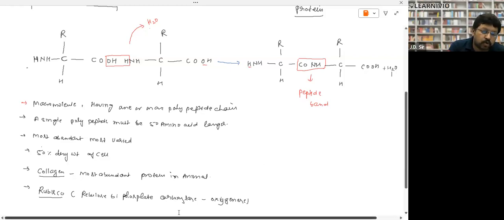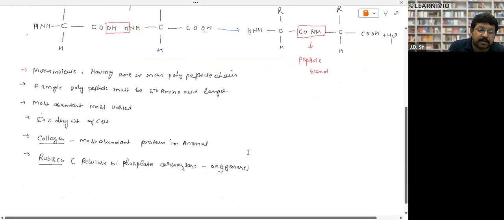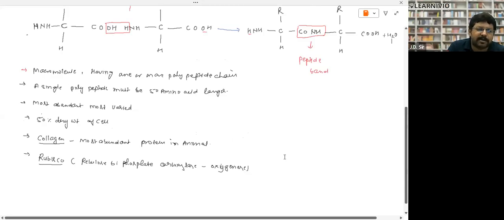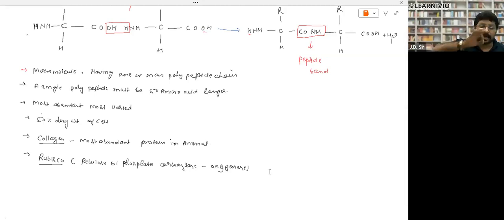Fine. So collagen is the most abundant protein in animals. The most abundant protein found in animals is collagen. Rubisco: this question I have found a number of times in medical examinations. Rubisco is actually ribulose bisphosphate carboxylase oxygenase. This is the most abundant enzyme or protein found on the earth. This is a plant enzyme, right? Rubisco is the most abundant protein and most abundant enzyme found on the earth, right? So these were some facts about the protein.